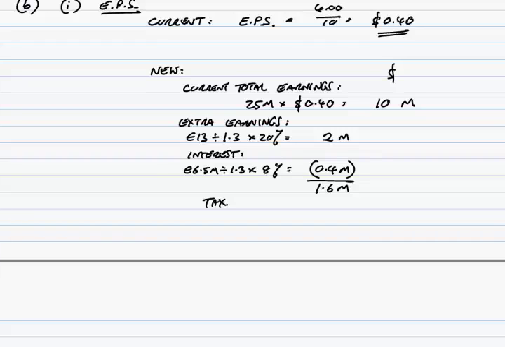Finally, though, there's going to be extra tax payable. The tax rate, I saw it somewhere. There we are. Paragraph before the end, NG pays tax at 30%. 30% of 1.6 is 0.48, meaning the extra earnings available for shareholders is 1.12 million.